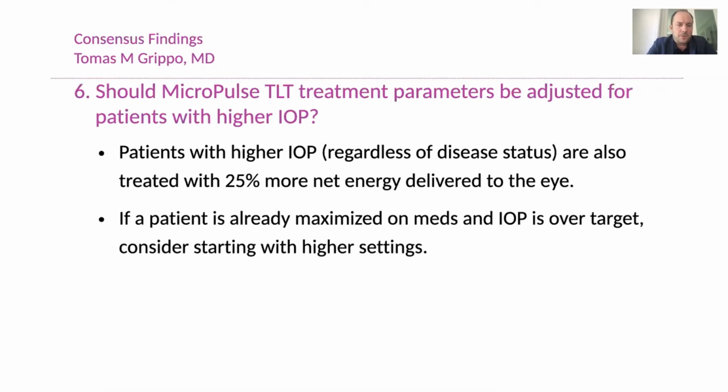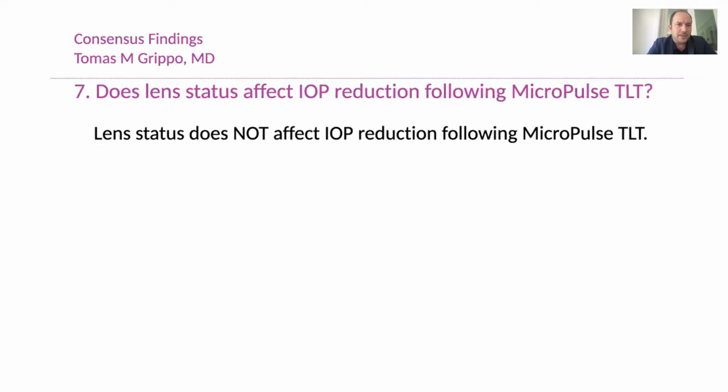So what happens in those patients that have a very high intraocular pressure? There is clinical evidence that pointed out higher baseline pressure as being a risk factor for a higher prevalence of retreatment. So treating someone with high baseline pressure with the highest settings is totally reasonable. Now, in patients who are already on maximal medical therapy and have a pressure that is also over target, you should also consider starting with higher settings than the one recommended by the panel. Lens status, on the other side, does not affect intraocular pressure reduction following MicroPulse TLT. So lens status is really not a variable that would change the way we treat.